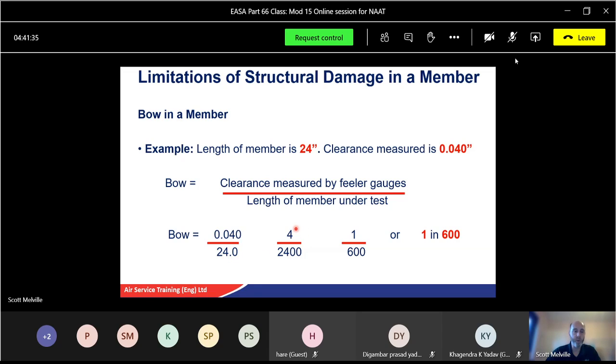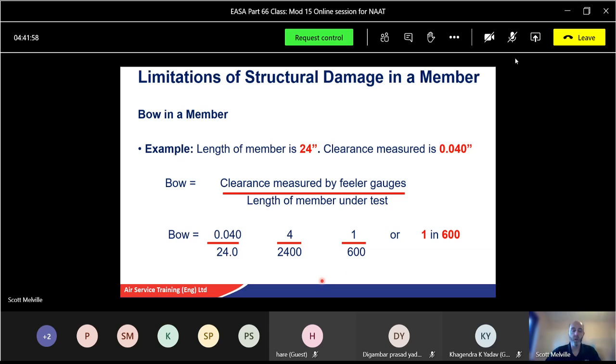Going back to module 1 maths, how do we do division? Get rid of decimal points. So 4 divided by 2,400, or we can cancel that down, reduce the fractions. Remember, making numbers easier to work with. So we get 1 in 600. Okay, so it's within its limit.